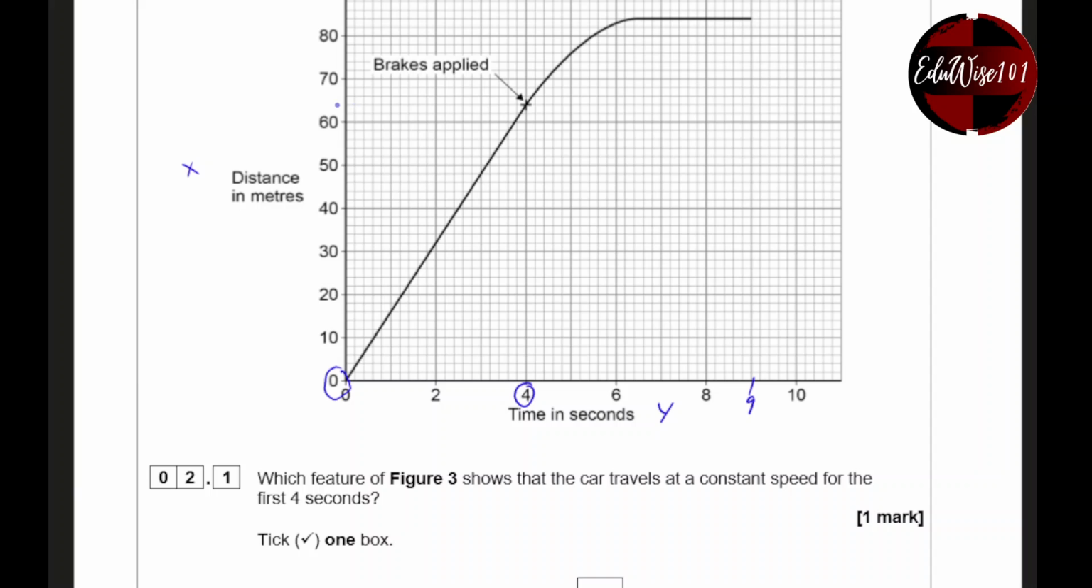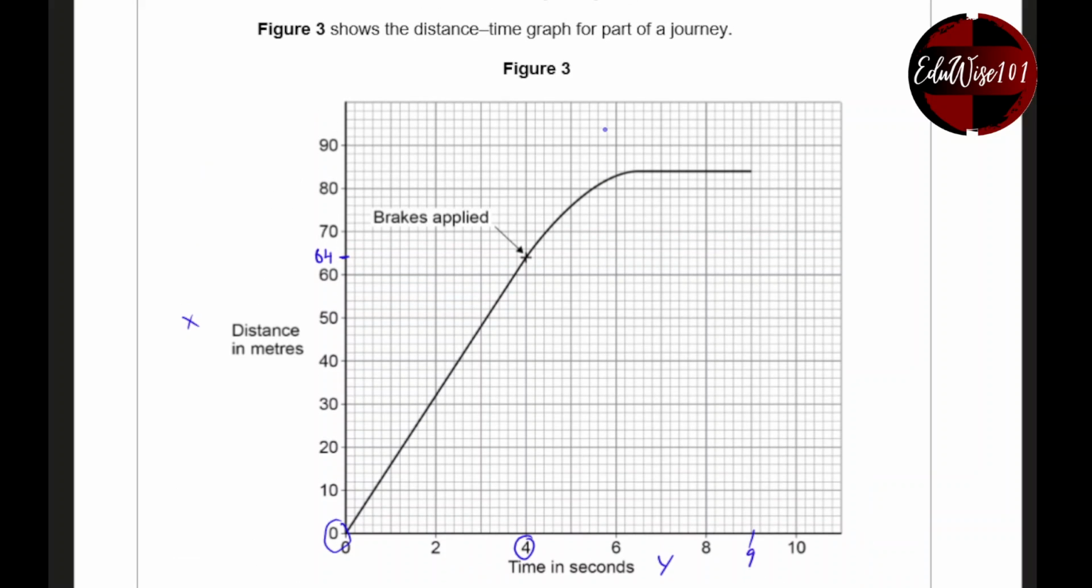So at what distance were the brakes applied? If you go across, it's 2 boxes up from 60. So what would be that value? That's 64. Let me bring that up again. And the car's distance is the same after just past 6 seconds. So what is the distance over here is remaining the same. It's a flat line. That means it's stopped here. So at this point, more or less, it's stopped.